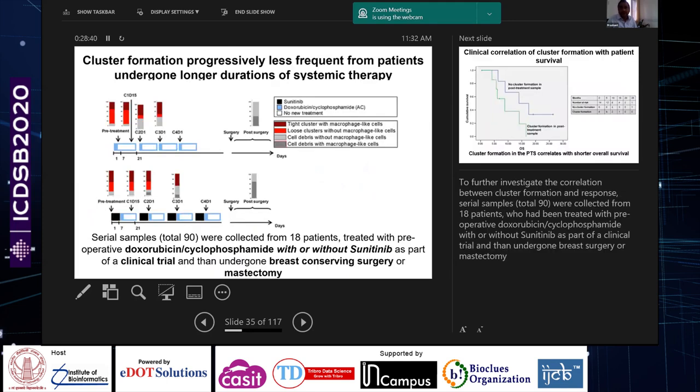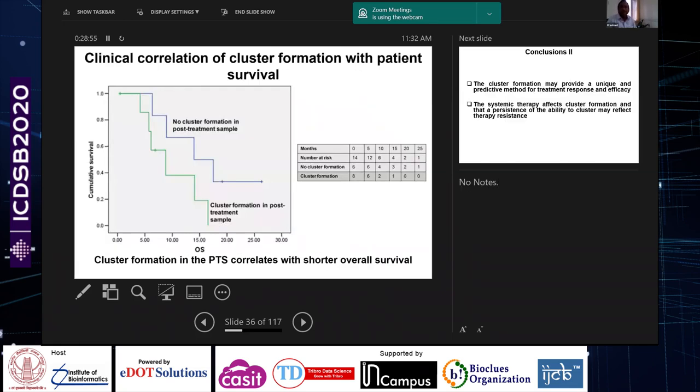This is a study, again, in a very large cohort. It's a clinical trial. We were involved in the breast cancer, and the patient was given sunitinib, and then the mastectomy had been done, and we could again predict a similar kind of correlation, that the cluster formation in the patient correlates with shorter overall survival. And you could clearly see the Kaplan-Meier curve.